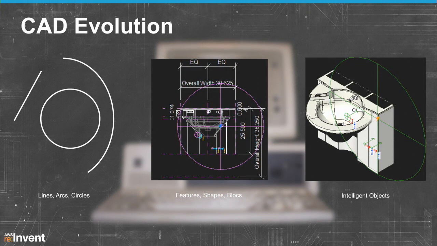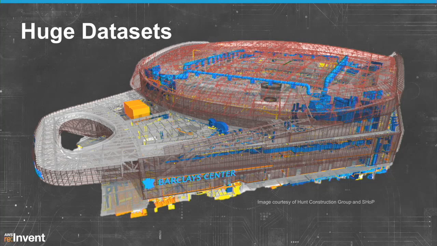And so that CAD software started out as lines, drafting, circles, arcs, and evolved into blocks, shapes, and from there, intelligent objects that can be customized, parametric. And the evolution continues today. And with that, the data sets have grown as well. So huge data sets like to live on huge machines, servers.